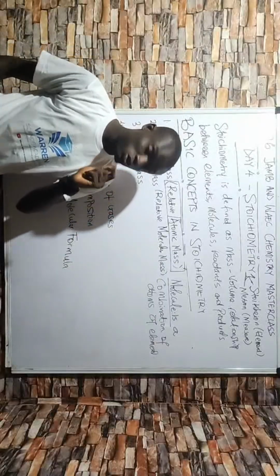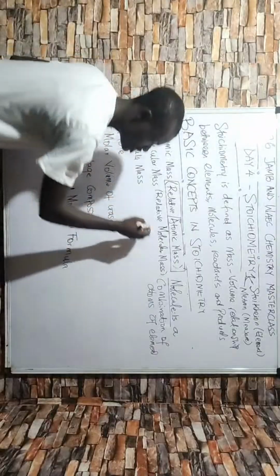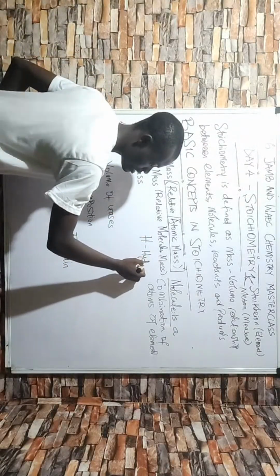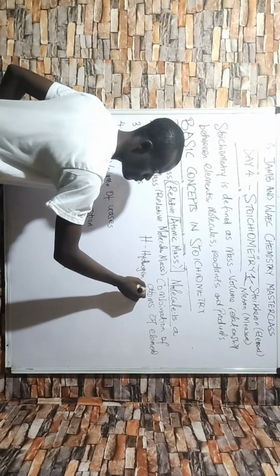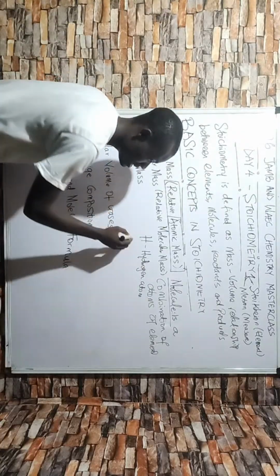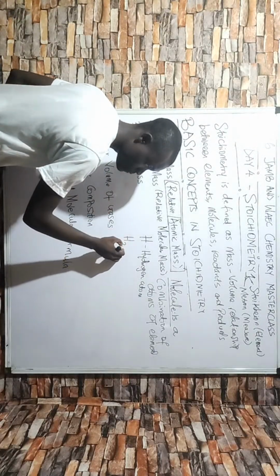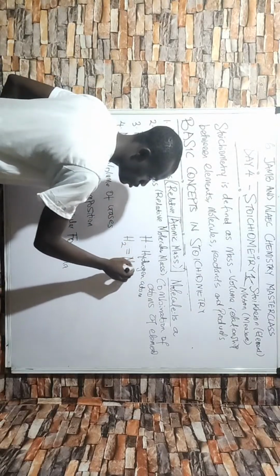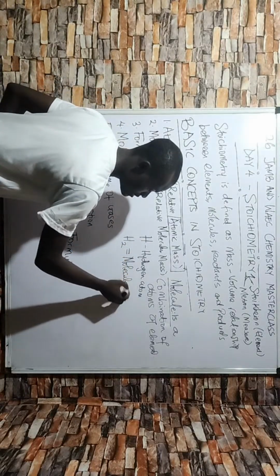Now let me show you a good scenario. If we have H like this, we call this a hydrogen atom. But when we have a combination of it, let's say 2 hydrogen atoms joined together, we now have H2. This is no longer a hydrogen atom, but a molecule of hydrogen gas.